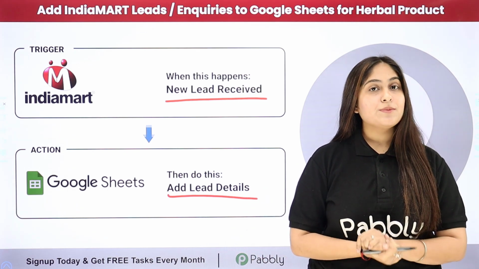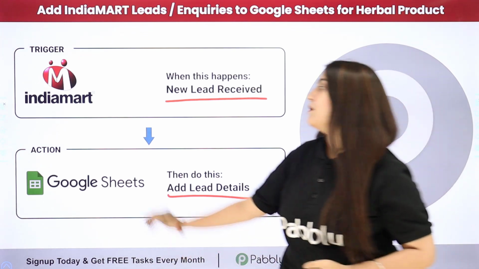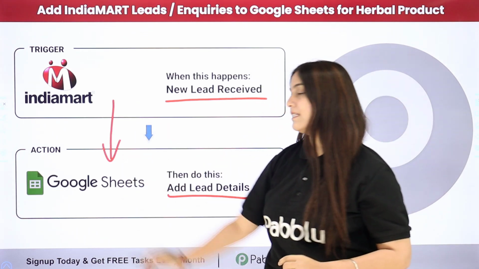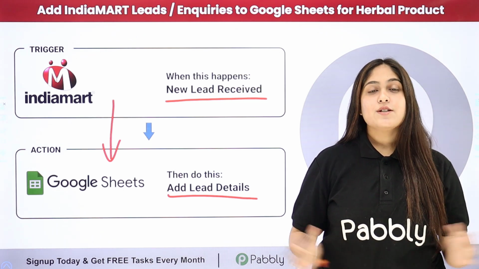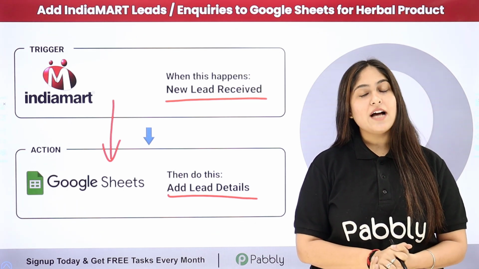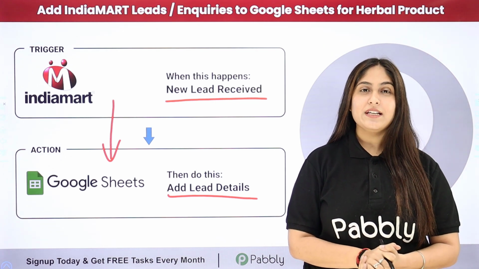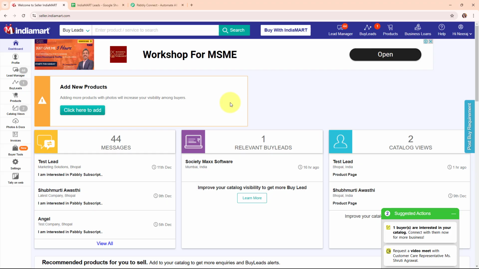So to automate the entire process, I need to connect my IndiaMART account with my Google Sheets account using an automation software named Pabbly Connect. To see the working of this automation and to learn this process step by step, let me take you to my screen. Welcome to my screen.